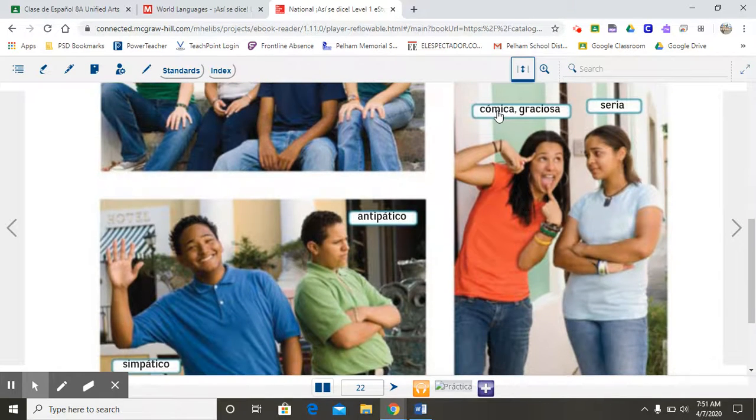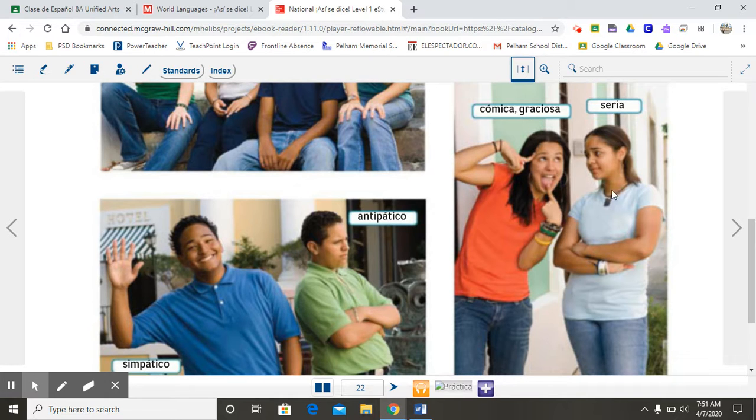Down here, we have comica, graciosa. Look at her face. What do you think she's doing? What kind of face? A funny face. She's trying to be funny. Comica, think of the word comic. Okay, means funny. Graciosa also means funny. If it was a boy, cómico, gracioso.